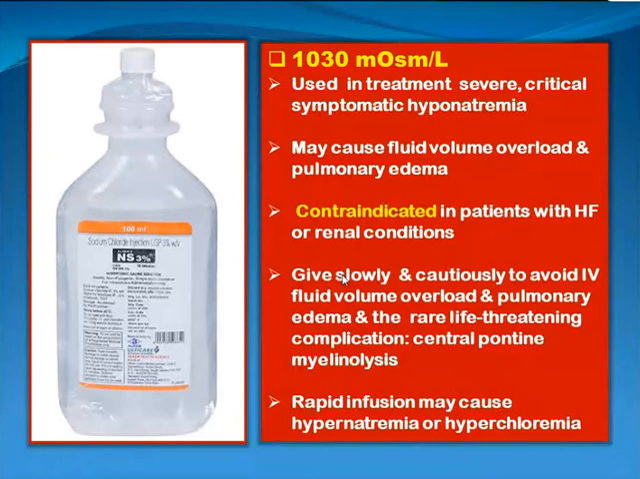Spontaneous hemorrhage. And if we give it rapidly, we may cause hypernatremia, rapid correction of hyponatremia causing hypernatremia, and hyperchloremia. We have normal saline 3%, and we also have 5% and 7%. But 7% is usually used in animals, not in humans.